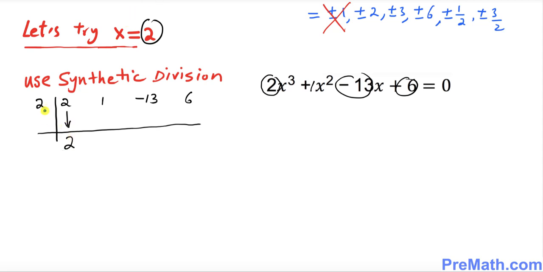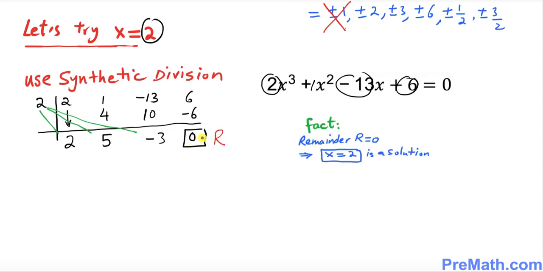Now I want you to simply multiply diagonally. 2 times 2 is 4. Add them up. 1 plus 4 is 5. Multiply 2 times 5. That's going to give you 10. So if you add them, that's going to give you negative 3. Multiply this one out. So that is going to give you negative 6. 6 and negative 6, they add up to 0. And that is our remainder.